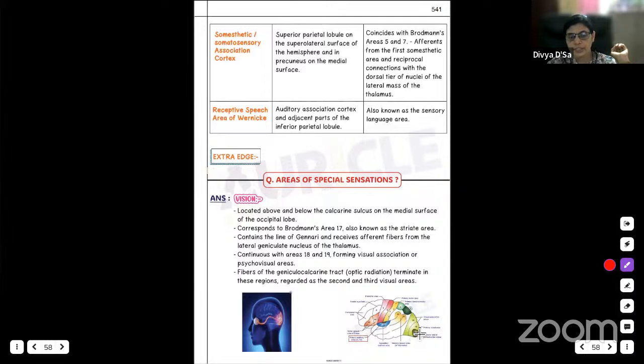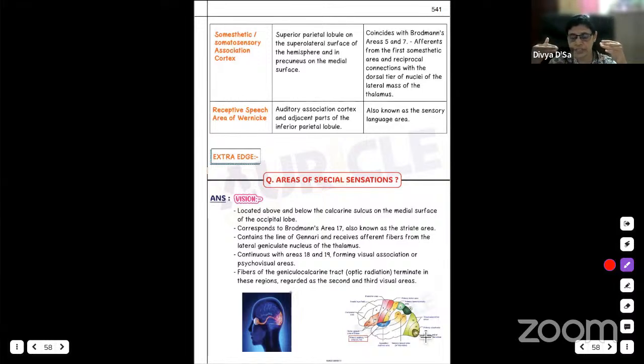Continuous with this will be areas number 18 and 19, forming the visual association area. So there is a primary visual area and there is a visual association area. The primary visual area is what lets us see things. We are able to notice the color, the shape, everything. That is controlled by the primary visual area.